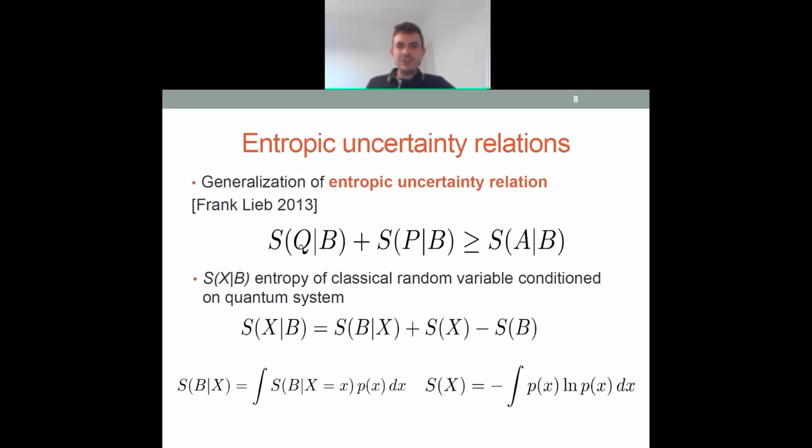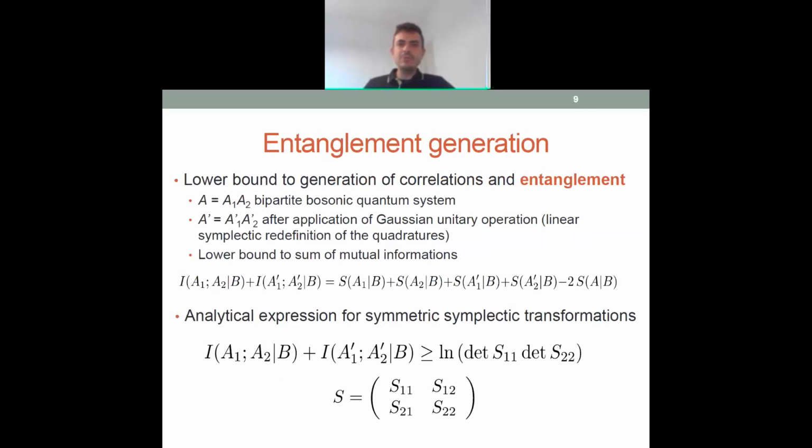Then the second application is entanglement generation. This inequality provides a lower bound to the generation of correlations and entanglement induced by some Gaussian unitary operation of the system. So now we consider a bipartite bosonic quantum system A1, A2, and we apply some Gaussian unitary operation, and we call A prime equals A1 prime, A2 prime, the system after the application of this Gaussian unitary operation, that is just some symplectic linear redefinition of the quadratures.